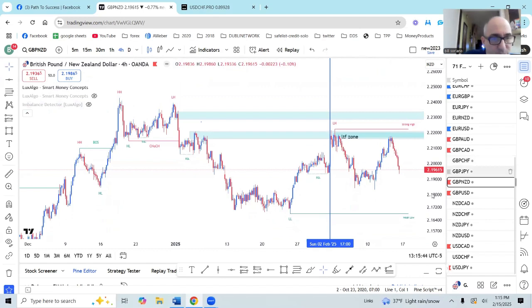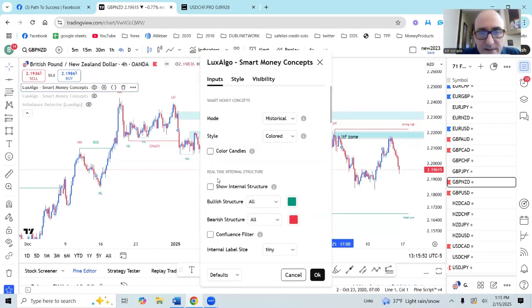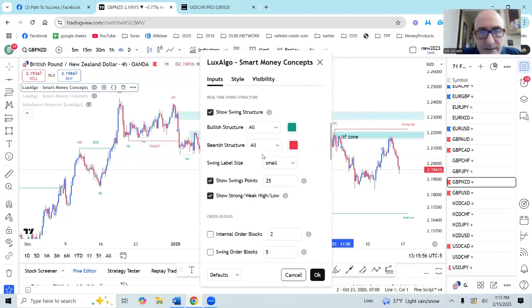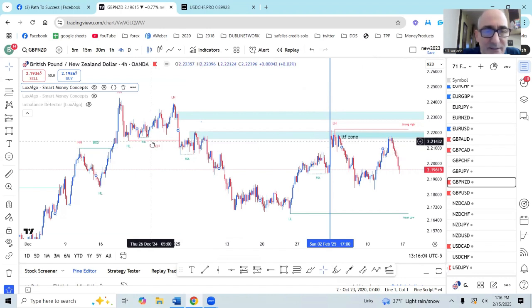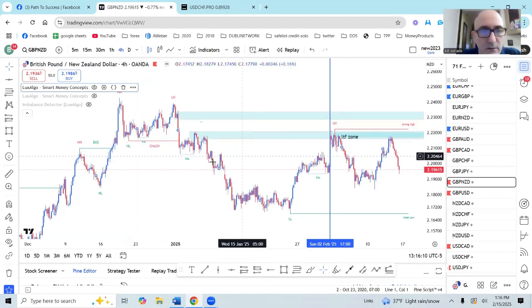And this is where you just get based off of the swing points that you have set in the indicator. Just to show you this real fast here, I have this indicator set to only show me swing structure, not internal structure. And I have 25 swing points. So that's why it's showing this as a change of character, because it's going by the low in the last 25 bars.